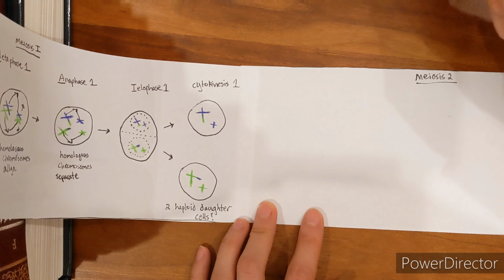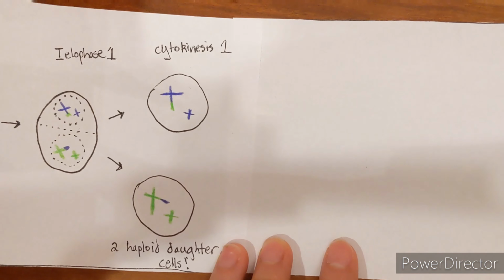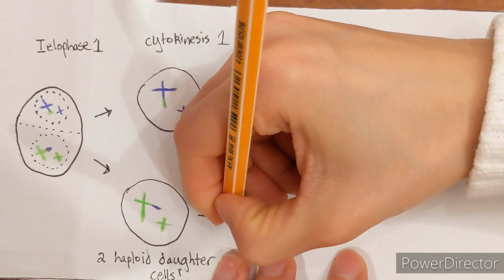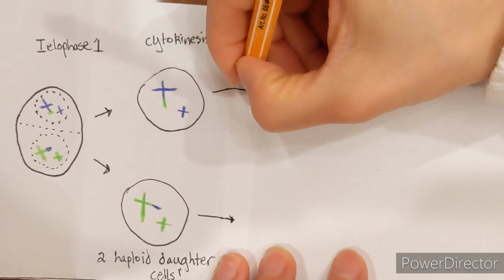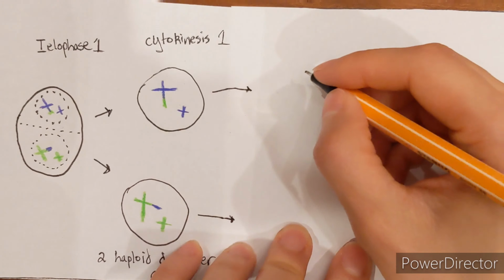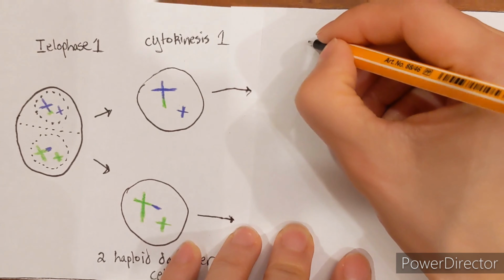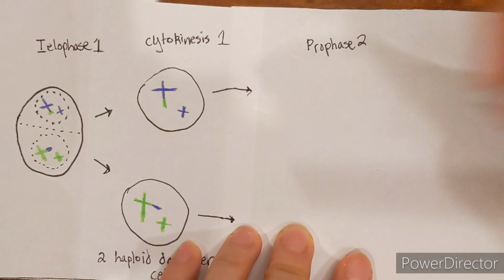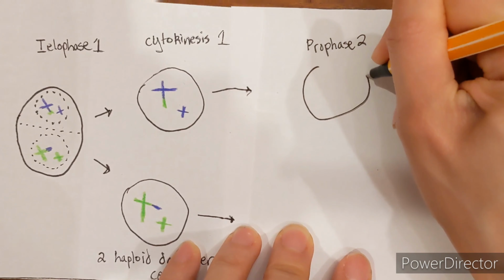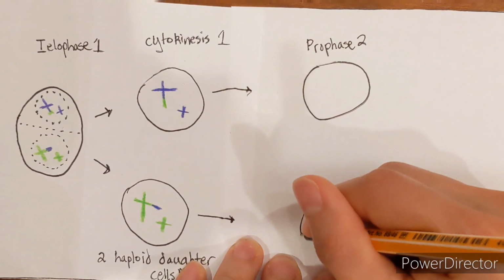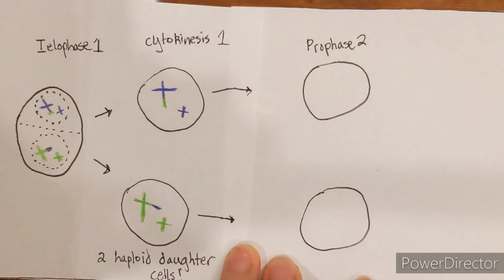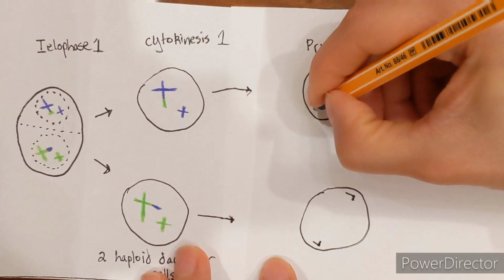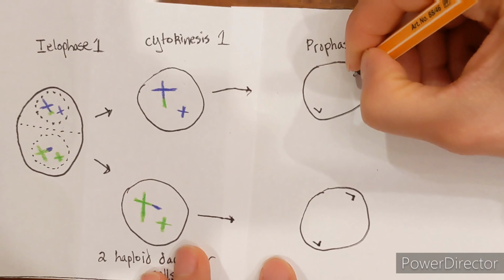So, with my two haploid daughter cells, I'm going to go through mitosis a second time, and I'm going to call it meiosis 2. First stage is always prophase. This time though it's prophase 2. I'm going to be dealing with both daughter cells at the same time. I'm going to watch the spindle fibers attach to the sister chromatids and the centromeres just like they did for mitosis.